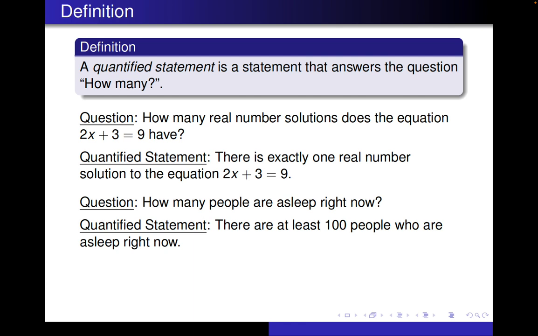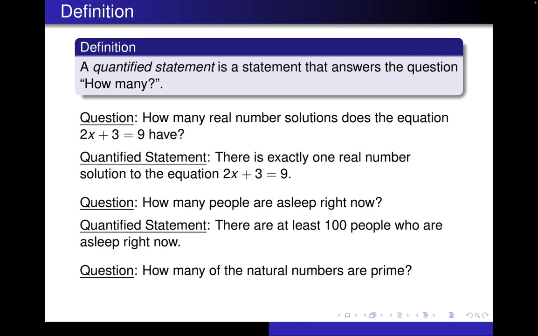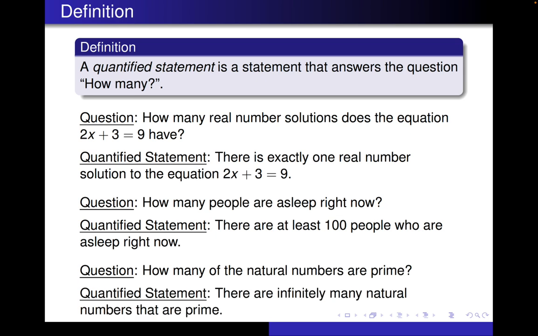Wake up! All right, so our next question is how many of the natural numbers are prime? Well, I'm going to answer that. There are infinitely many natural numbers that are prime. And, you know, that's not the only way you can answer that question correctly, but it is a true quantified statement.